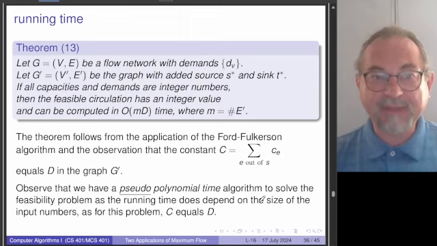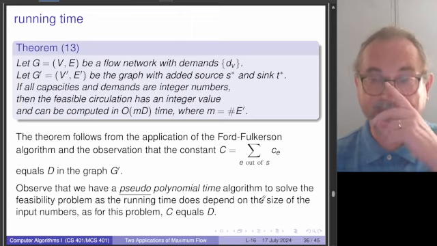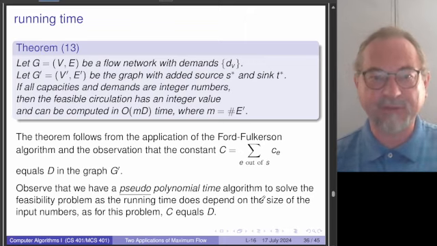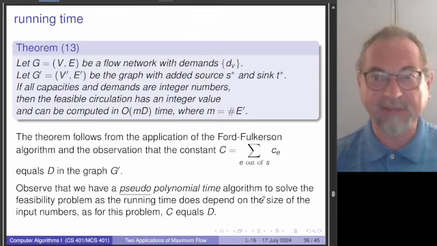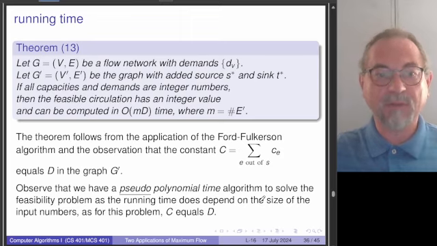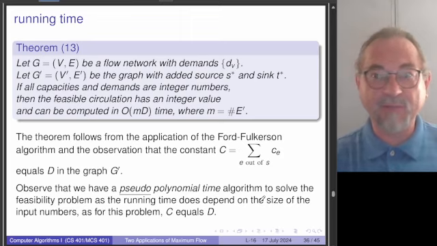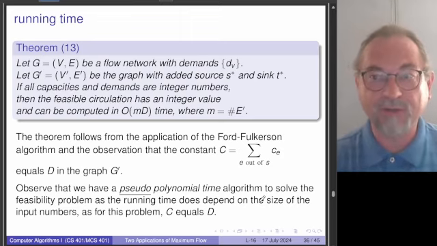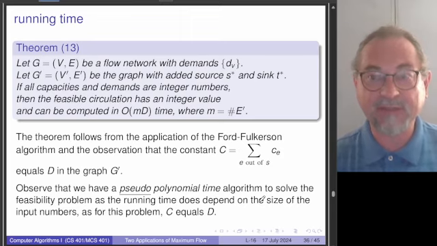The big C that we used then was the sum of all the capacities. Here that capital C is replaced by the capital D. In the added source, we add up all the supplies, or at the added sink, we add up all the demands. So we have an algorithm where the running time is essentially bounded by the size of the numbers.